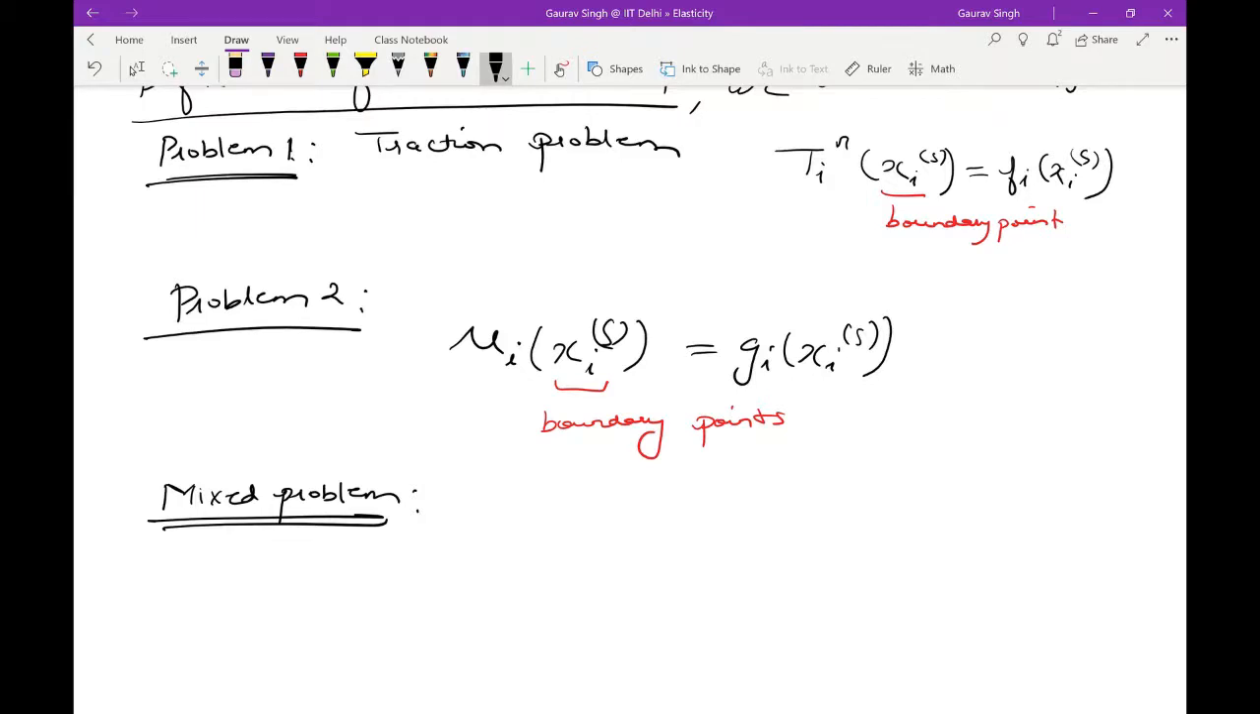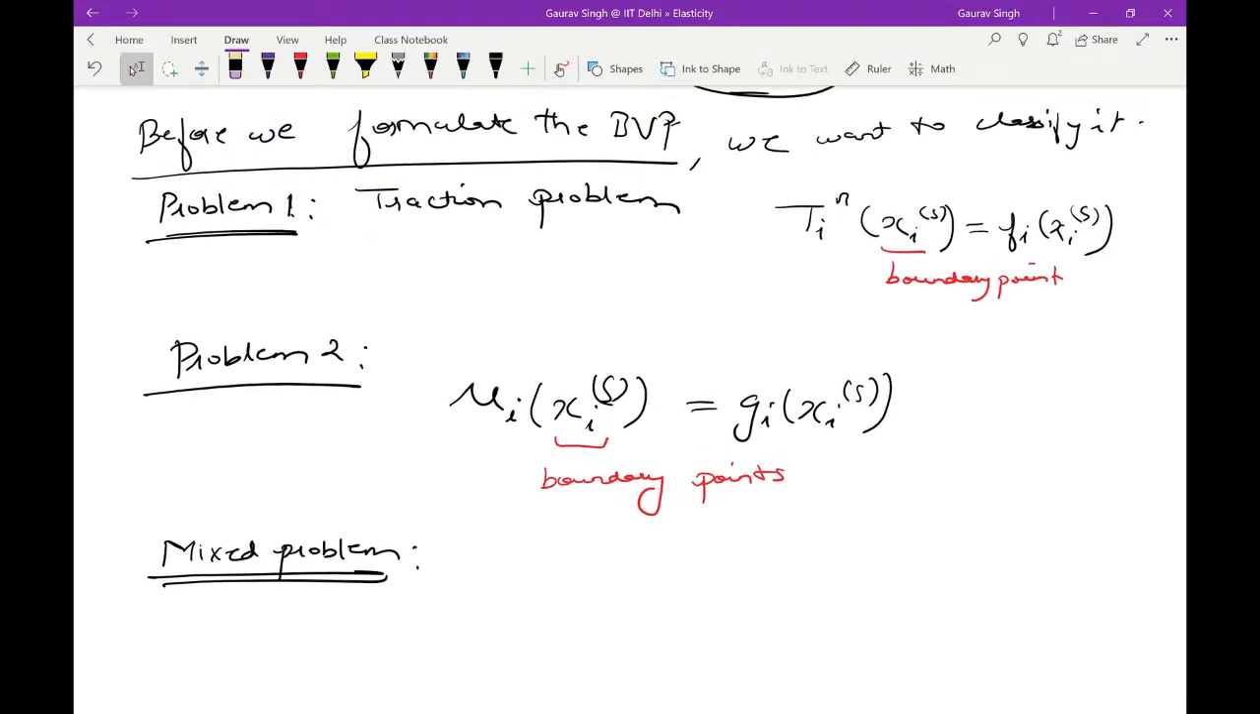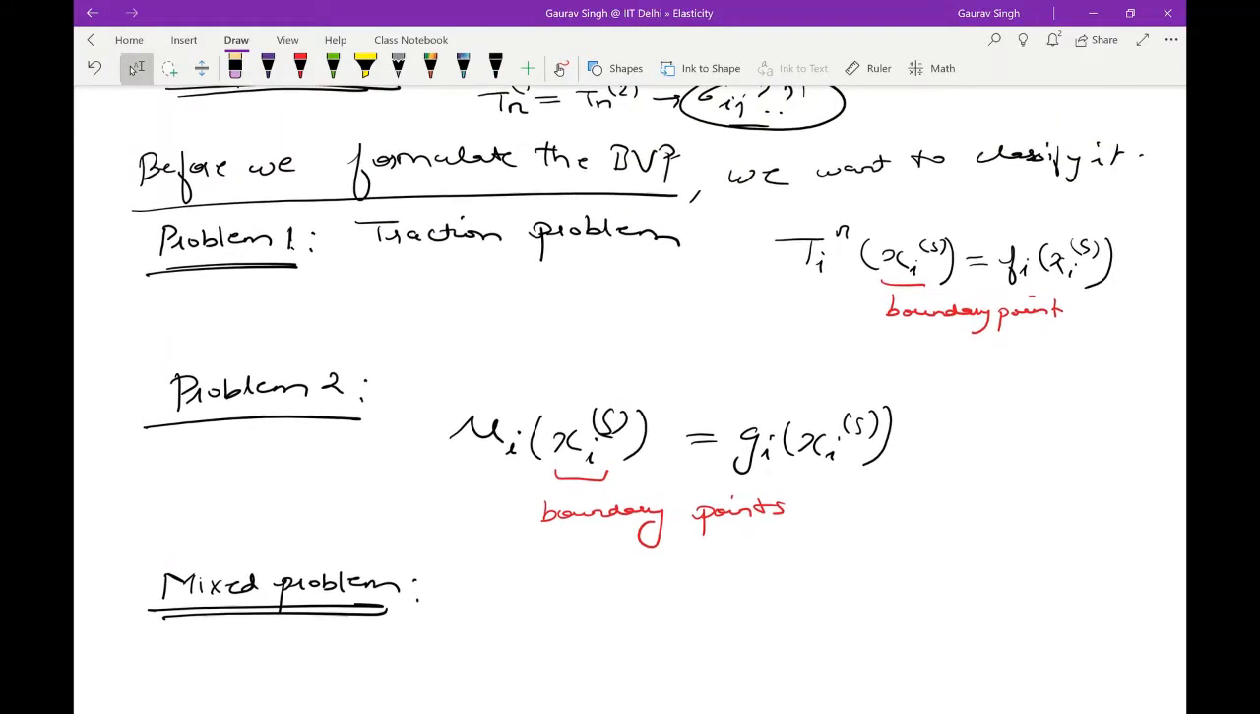Mixed is that you have to again find the displacement, strains and stresses in the interior of the body, given that in part of the body you can have the traction specified and in the other part you have the displacement specified, or even on the same boundary point in one direction you have the traction specified and in the perpendicular direction you have the displacement specified, so that you do not have a component of one in the other. So in either case, these are the three problems into which we can classify our boundary value problem. And obviously, this is the most realistic case.